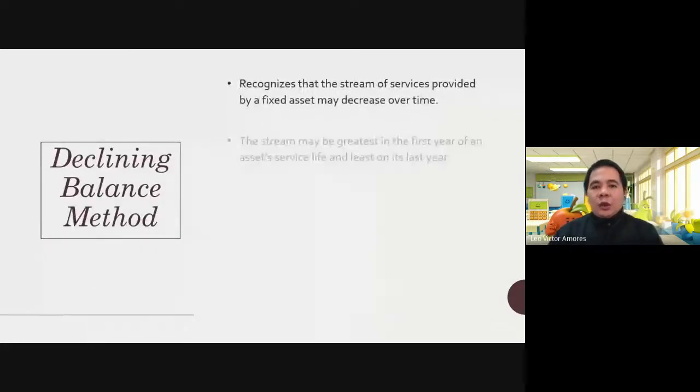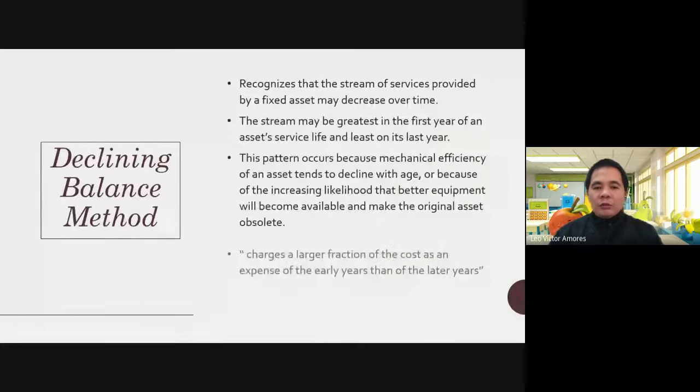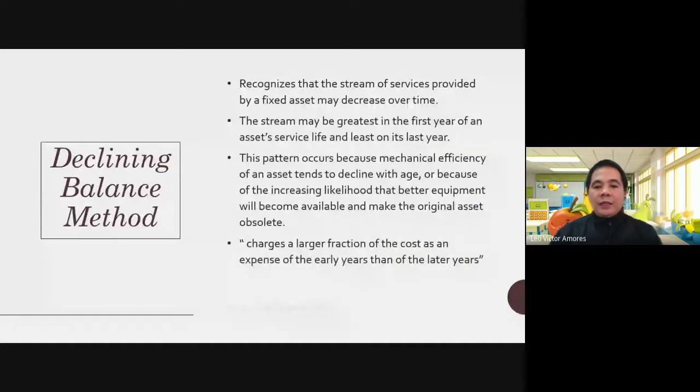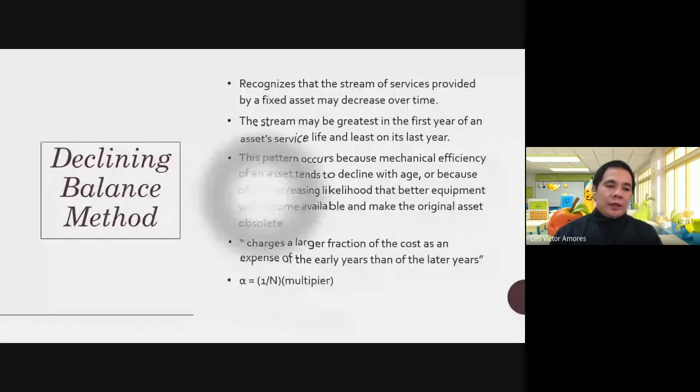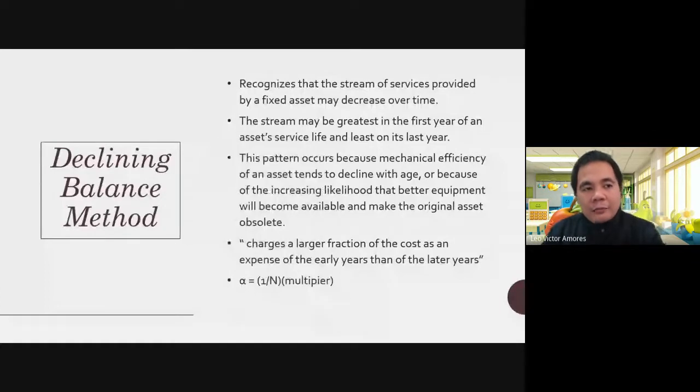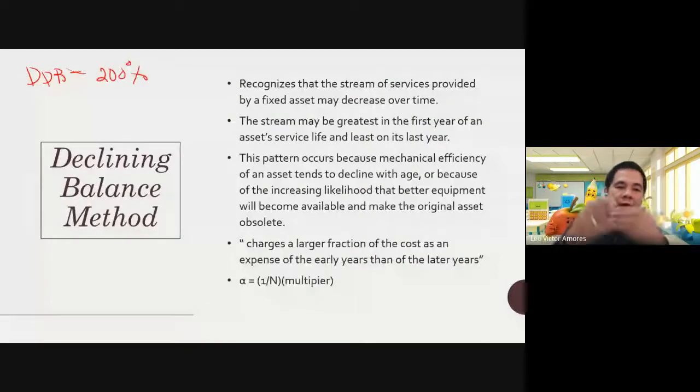So what differs between declining balance method and DDB? So usually for the double declining balance or DDB, that is referred to as 200% ang imuhang multiplier. And then for declining balance method, when you are provided a multiplier, that would mean a declining balance method using an alpha. Clear?